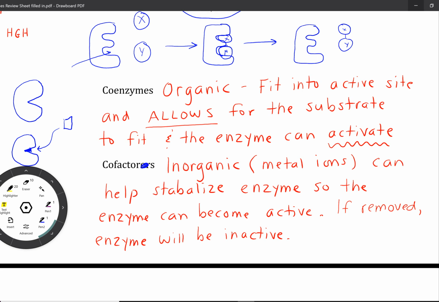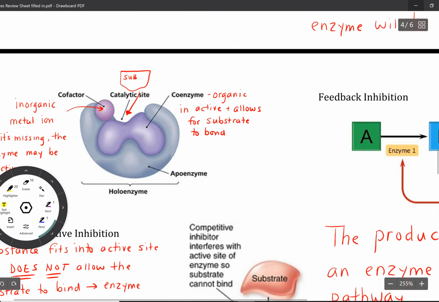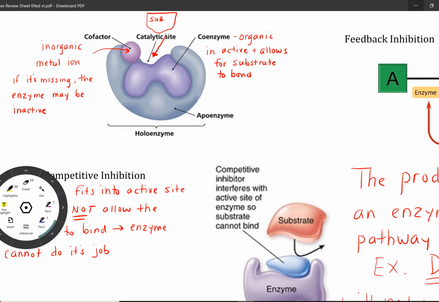Cofactors are also needed in some reactions. They are inorganic, and they're going to be a metal. What they may do is stabilize an enzyme. So in the case of DNA polymerase, DNA is very negatively charged, so we need to bring in a cofactor like magnesium, which is positively charged, and that will chill out the reaction and stabilize it. If we take a look at this picture, the inorganic piece sitting over here, that's your cofactor, and once again, it could be a magnesium. If that cofactor is not there, the enzyme may be inactive or work very slowly.